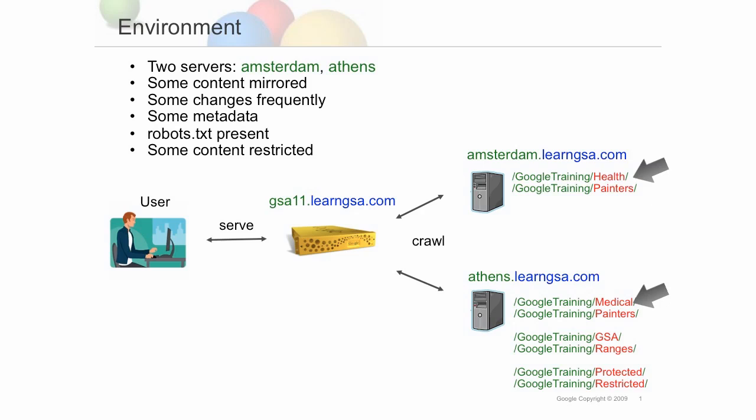Some changes will occur frequently, like in the GSA directory, so we'll have to set up freshness tuning. Some of the content will include metadata, like in the ranges directory, so we'll have to run some metadata searches. Some of the content will be secured by credentials, like in the restricted directory. We won't show you how to set this up yet, but we'll show you how to troubleshoot it.